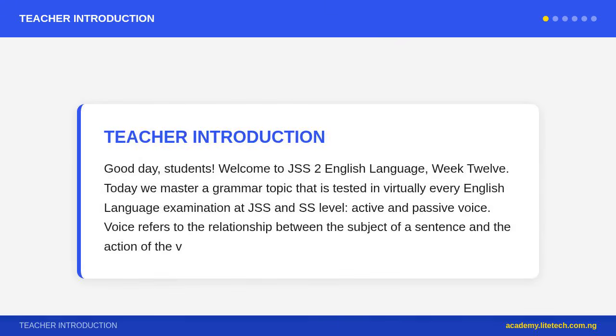Today we master a grammar topic that is tested in virtually every English language examination at JSS and SS level: active and passive voice. Voice refers to the relationship between the subject of a sentence and the action of the verb. In the active voice, the subject does the action. In the passive voice, the subject receives the action. Knowing when and how to use each voice, and how to convert between them, is an essential examination skill.